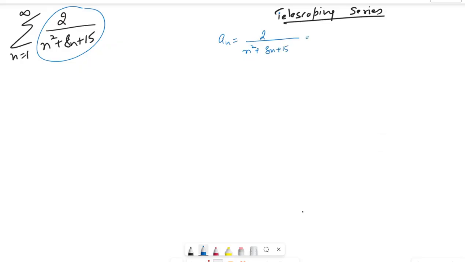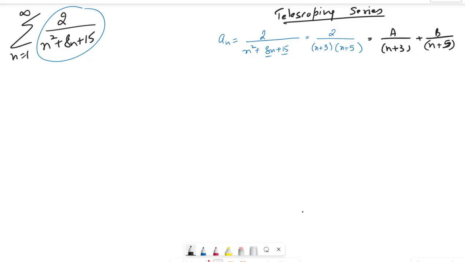My first step is I'm factoring the denominator. It's a quadratic. I need two numbers whose product is 15 and sum is 8. So that should be n plus 3 and n plus 5. Now, this is not a geometric series. I'm going to use the partial fractions technique, which we learned in integral calculus, to separate it out like this.